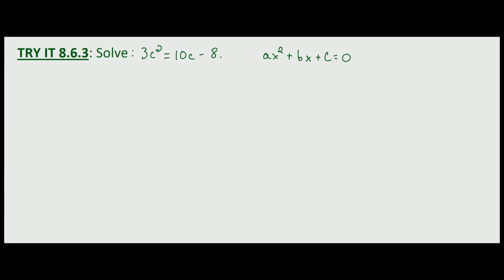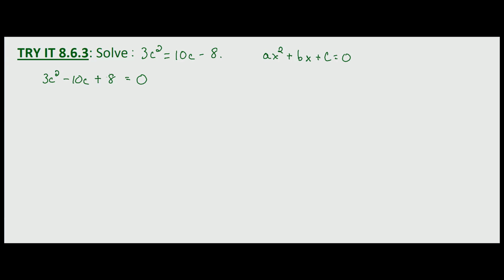And then we'll factor. So we have 3c squared on the left side. Let's go ahead and move everything to the left side. So 3c squared, subtract 10c from both sides. We get 3c squared minus 10c, and then add 8 to both sides, so plus 8 equals 0. So now we have this in that quadratic form: 3c squared minus 10c plus 8 equals 0.